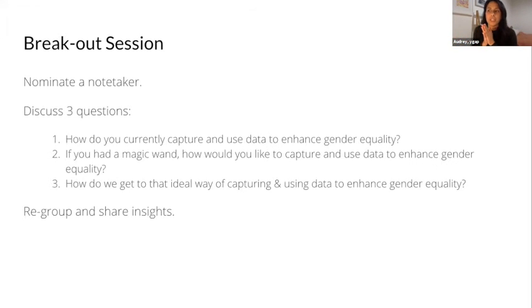And then the third question is, how do we get to that ideal way of capturing and using data to enhance gender equality? So do we have any ideas around whether a community of practice would be really useful, or a standardized framework would be really useful for all in the ecosystem to collaborate and work on and collectively build that business case for gender equality. So what could we be doing to essentially start capturing and using that data to enhance gender equality?